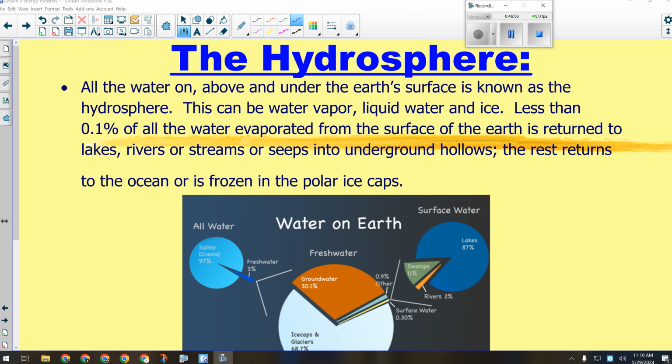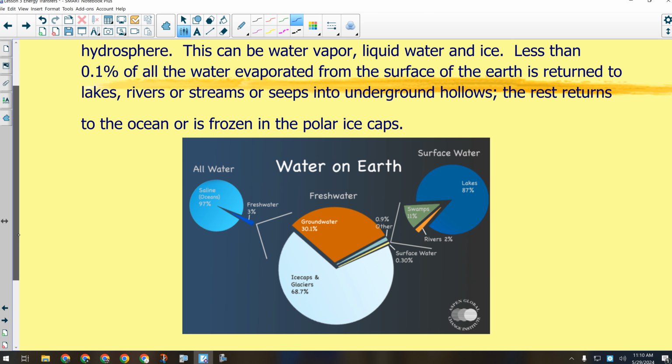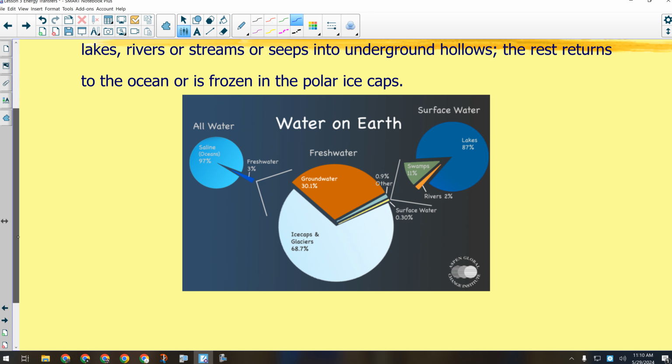Now, obviously, we've got a lot of water on Earth, but 97% of it is in the ocean. 3% of it is fresh. If we look at how much of that 3% is actually liquid, it's not a lot. About 1% of the water on Earth is groundwater that we can tap with a well and drink. Ice caps and glaciers represent more than two thirds of it.